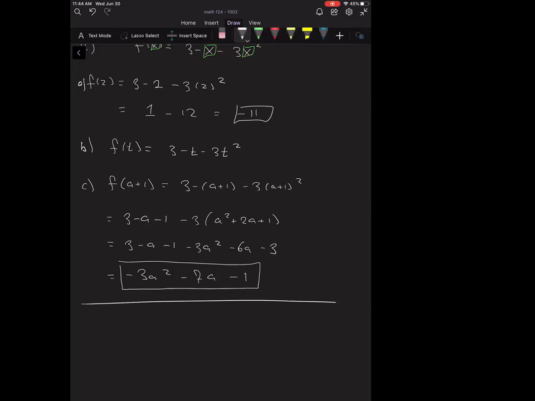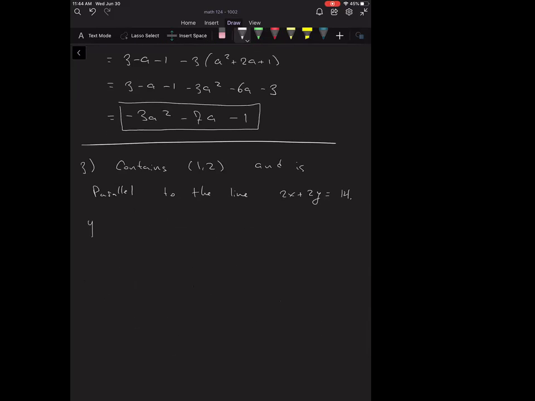The third problem. We want to find a line in y equals mx plus b form. Our line contains the point (1, 2) and is parallel to the line 2x plus 2y is equal to 14. So we want to find the equation of a line. What we want is y is equal to mx plus b. That's what our answer has to look like. So now we just need to figure out what m is, and what b is.